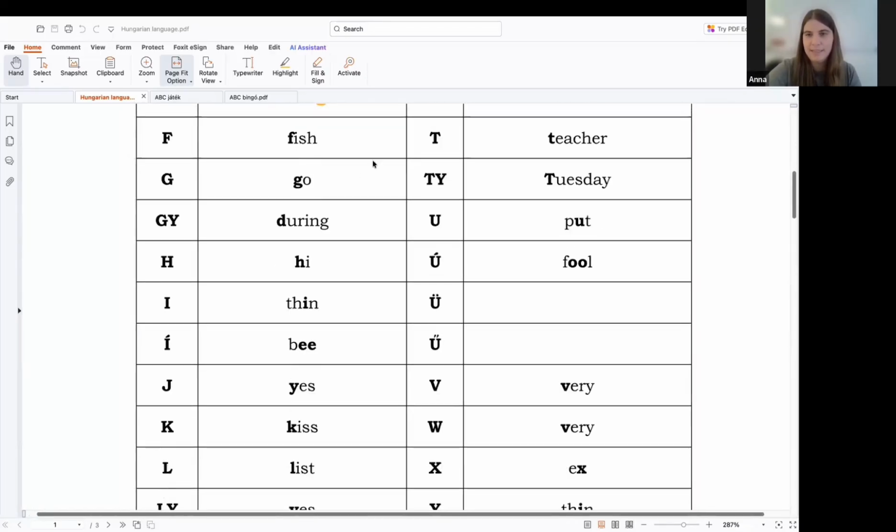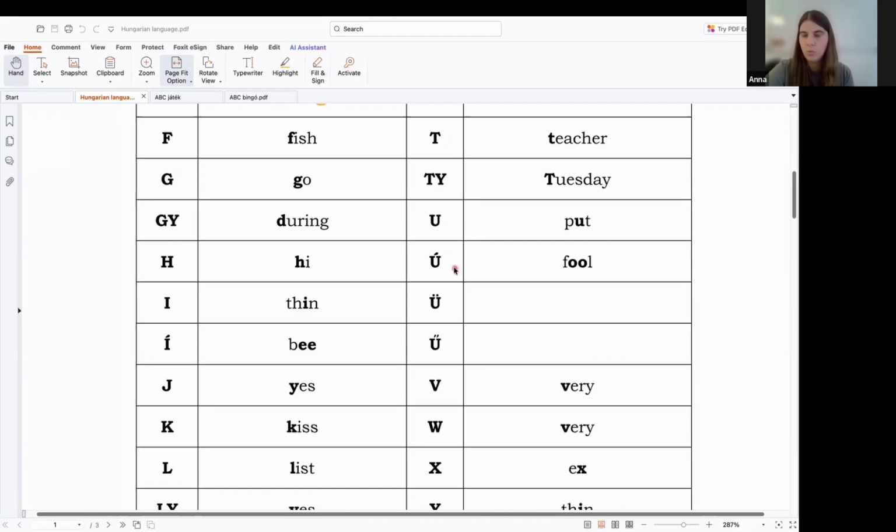Now let's see what's left. We have our t, like "teacher," and then with the ty, this double letter becomes like a ch, like "Tuesday." t, ch, t, ch. And then we again have a nice group. Again, it's all about the length. The length is the difference.